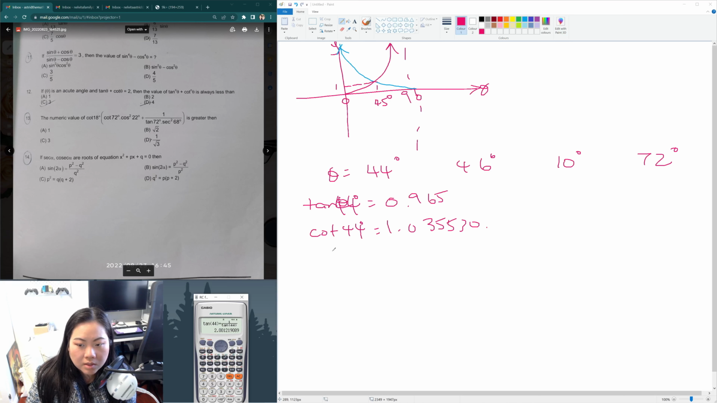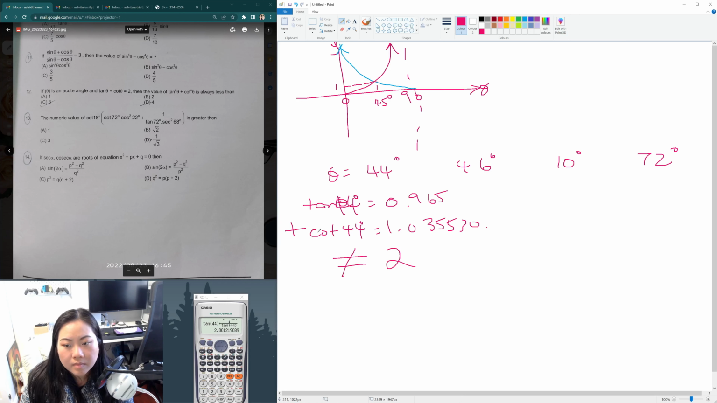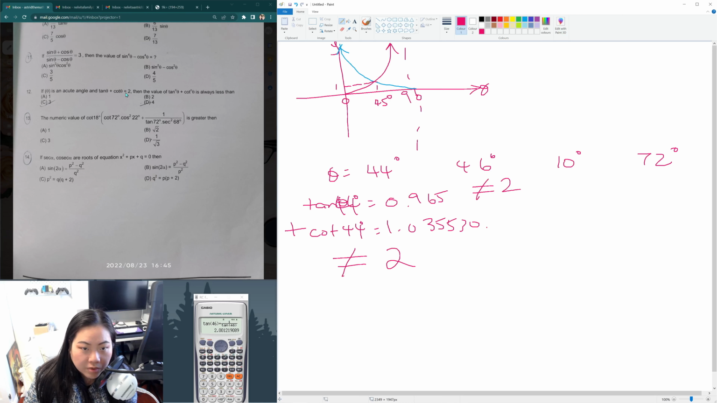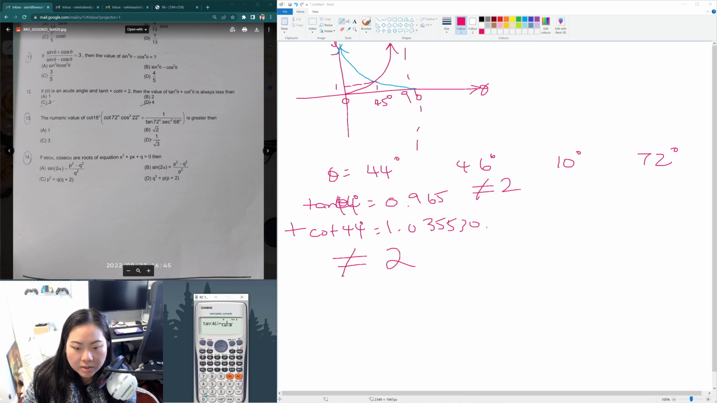So this does not equal 2 when you add them together, because it's more than 2. And you'll find that if you do 46 degrees, it's not going to be 2 either. Let's see what it is. 46. It's slightly more than 2. So when you add them, this is also not going to equal 2. We needed it to equal, it doesn't say greater than or less than, it's tan theta plus cot theta equals exactly 2.